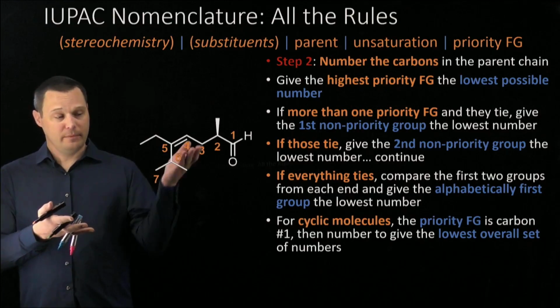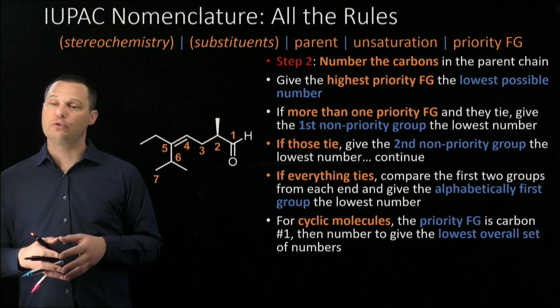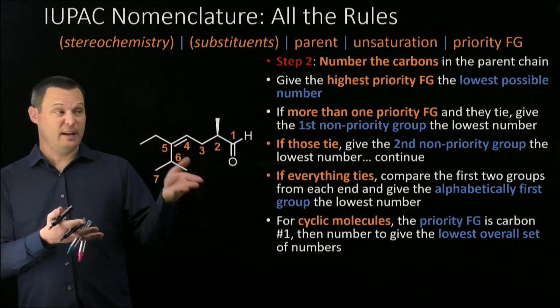For our molecule then, our 7-carbon chain, we'll number this one right to left. The aldehyde is the highest priority functional group, and we'll give it the lowest overall possible number. This one was straightforward to number using step 2. We didn't have to go to any of our subrules.